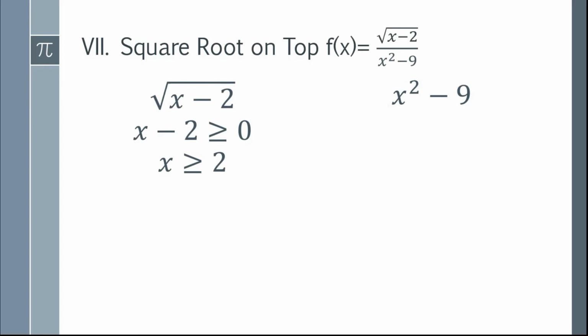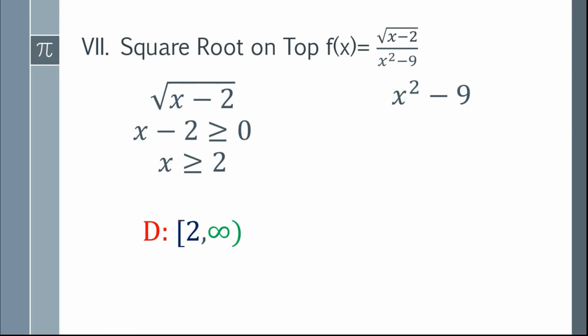Okay. And after that one, your domain, since it's greater than or equal to 2, means that 2 is also included in the domain. So we will use a box bracket. So that will be box bracket 2, comma, infinity, parentheses.